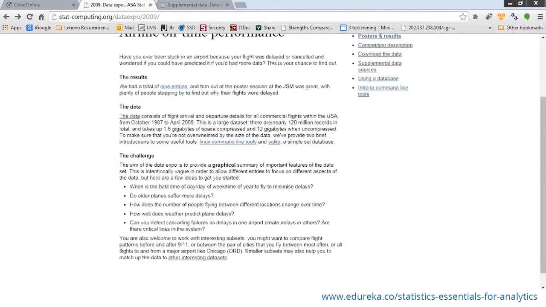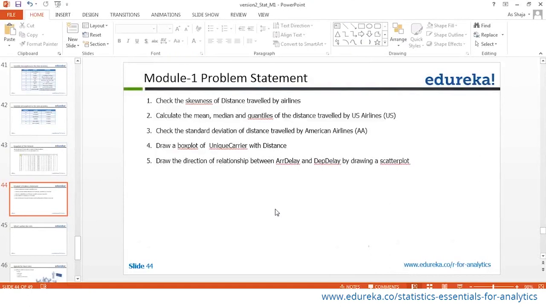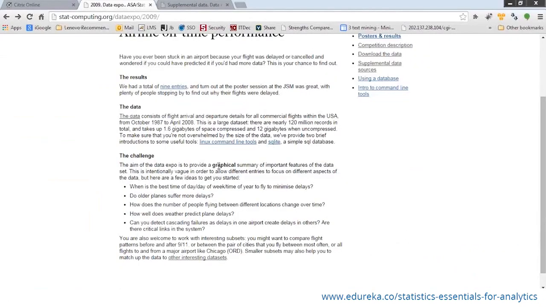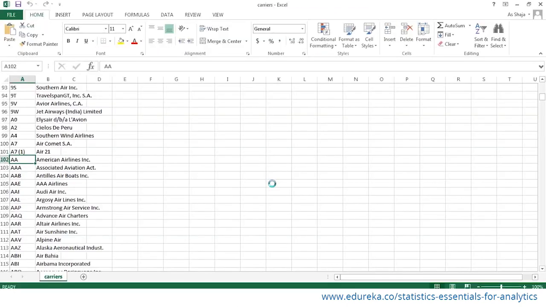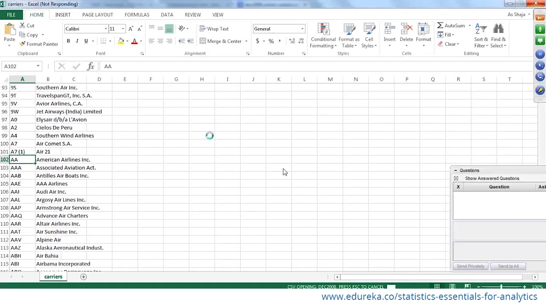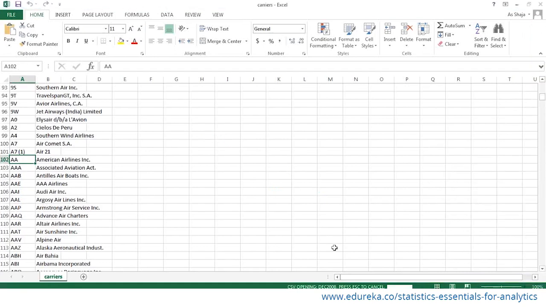So let us come to the questions. Let us find the skewness of distance traveled by airlines. So for that, I'm sorry for the delay. What I'm loading now is all the flights which flew during the month of December 2008.